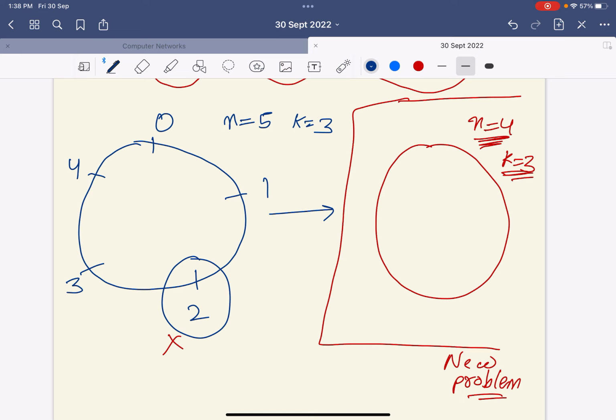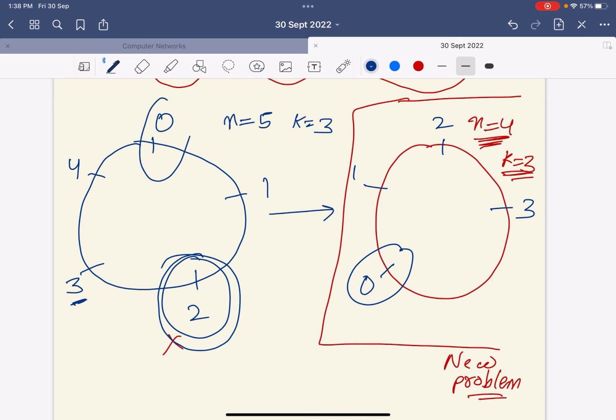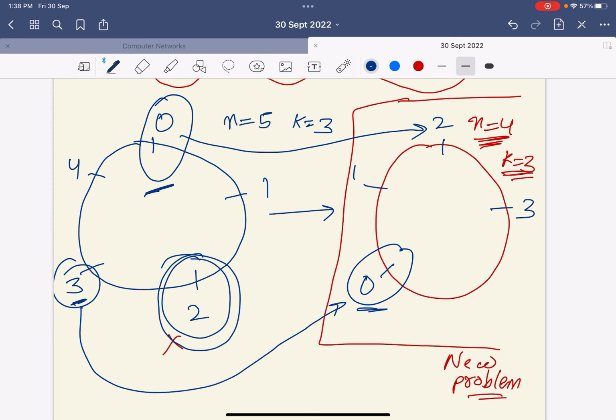So what I'll do, I'll place 4 persons. And you know that after killing this 2, the counting will start from this 3. So instead of calling it 3 again, I'll call it 0. I'll renumber all the people: 0, then 1, then 2, then 3. So this is my problem, where I have given n is equal to 4 and this is the first person. So in the original problem, the first person was this, where counting is starting, but in the smaller problem, the first person is this. So 3 is changed to 0, 0 is changed to 2. We have renumbered them.